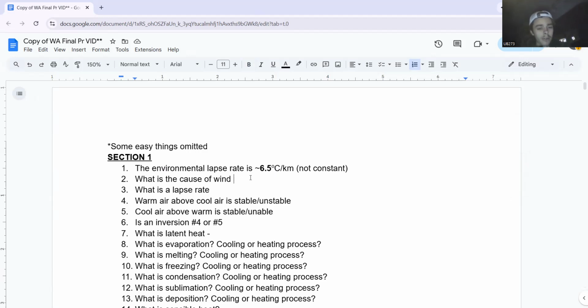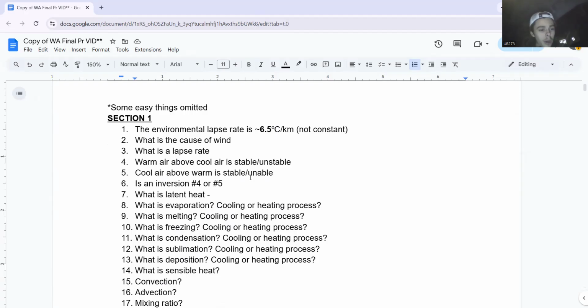What is the cause of wind? Some of these I'm not going to type, I'm just going to say it because that will take too long. The cause of wind is a horizontal difference in pressure that goes from high to low. If you have closer together pressure differences, meaning more closely spaced isobars, then you get faster winds because air goes through those differences quicker. If they're spread apart, you get slower wind.